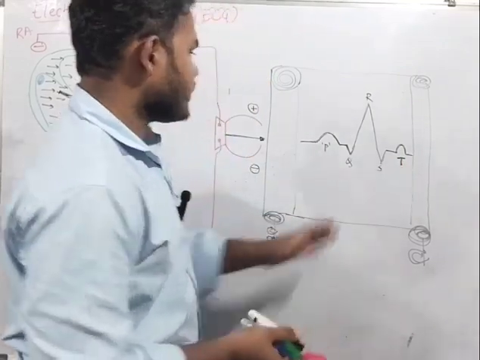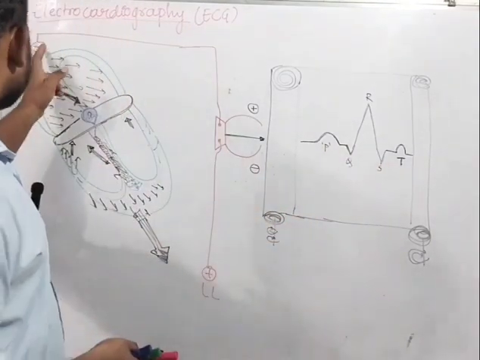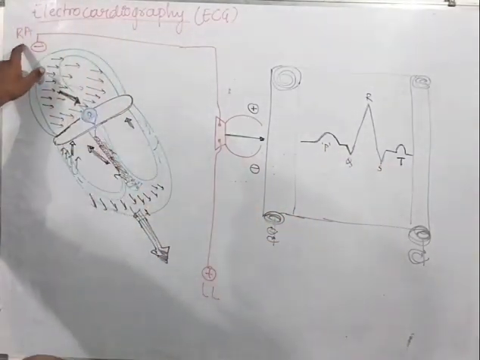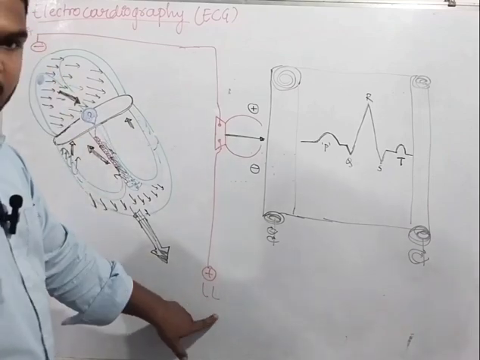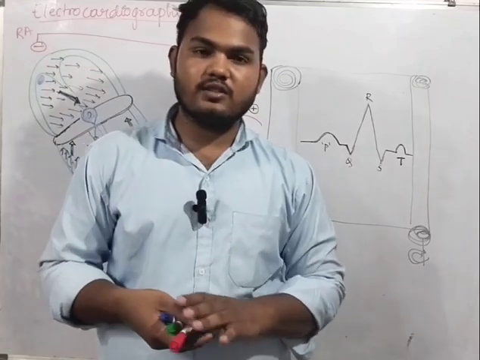Okay, this is the normal ECG graph, which is formed by the bipolar lead, with one electrode on the right arm and the other on the left leg. This is all about the graphical representation of the ECG wave.